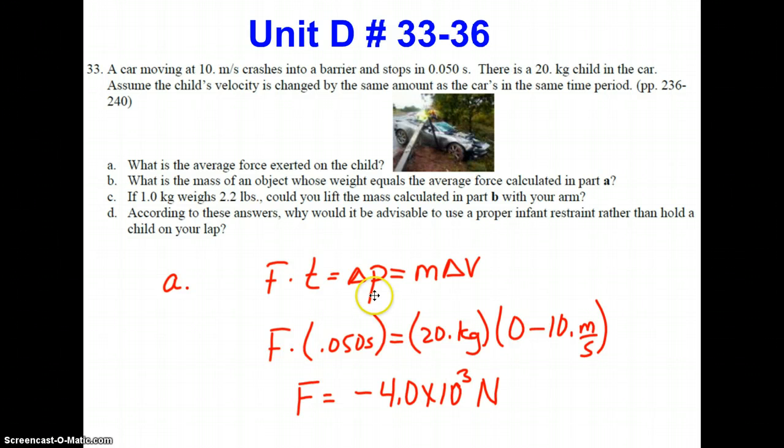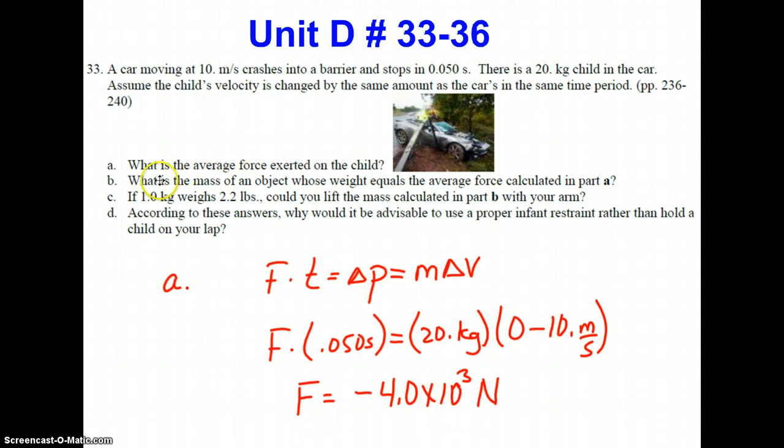A car moving at 10 meters per second, this would be its initial velocity, crashes into a barrier and stops, so its final velocity would be 0 in 0.050 seconds. That would be time. There is a 20 kilogram child, mass, in the car. Assume the child's velocity is changed by the same amount as the car's in the same time period. A, what is the average force exerted on the child?